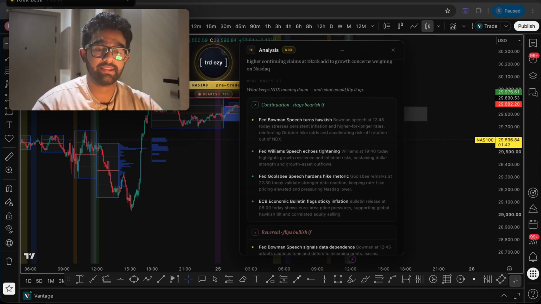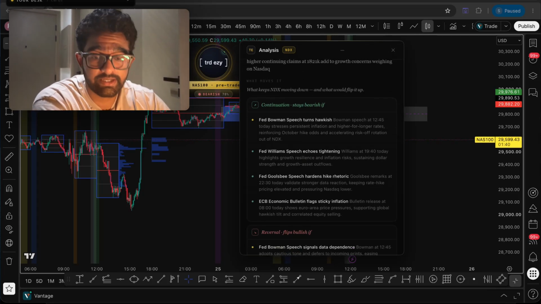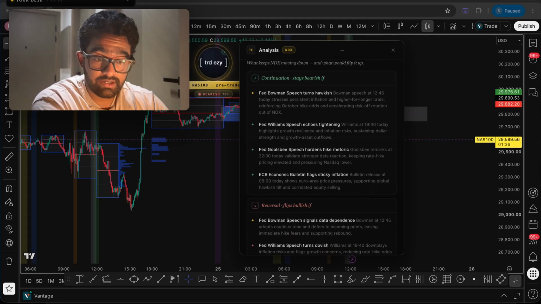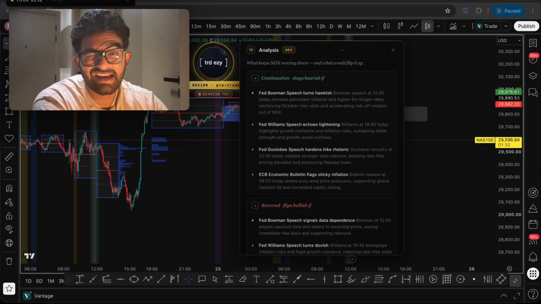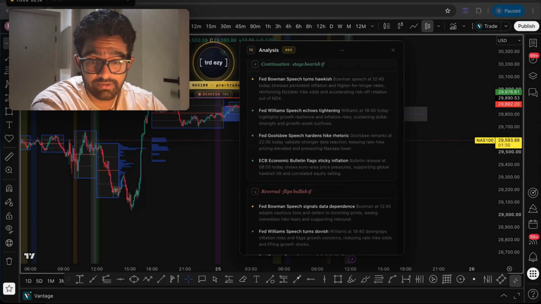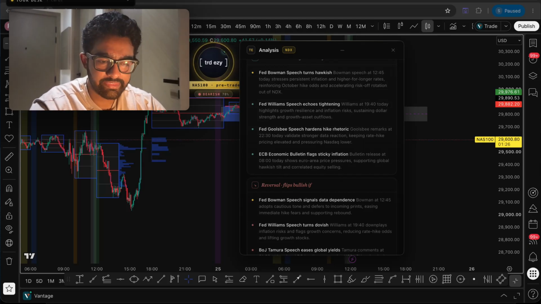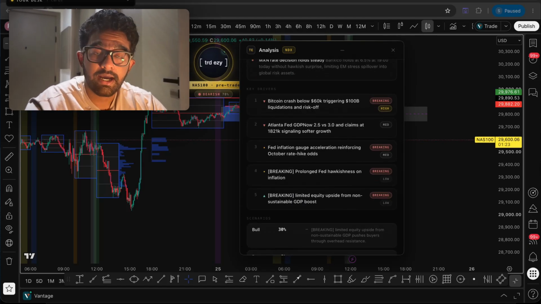And we can see that the continuation will remain, meaning we are going to go bearish if the Fed Bowman speech turns hawkish. Fed Williams speech also echoes on tightening. And essentially the Fed just doesn't know what it's doing, and so obviously it's going to cause a ruckus on NASDAQ and Bitcoin. So now you know exactly what is causing NASDAQ to go down.